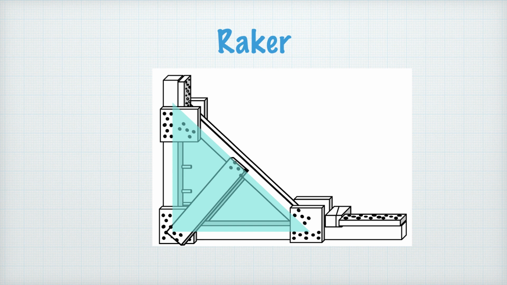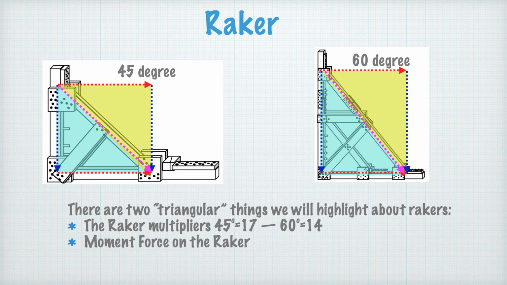So let's talk about another example of a place where in structural collapse you see a right triangle, and that's a Raker. We're going to identify two triangular things about a Raker where you can use these principles of a right triangle to our advantage. The first one is going to be those Raker multipliers, where if you have a 45 degree Raker, you use the factor of 17, and for a 60, you use the factor of 14 to identify your Raker length. And then the second one will be the moment force on a Raker, and we want to quantify the magnitude of the force that our Raker has to support, or that it's capable of supporting.